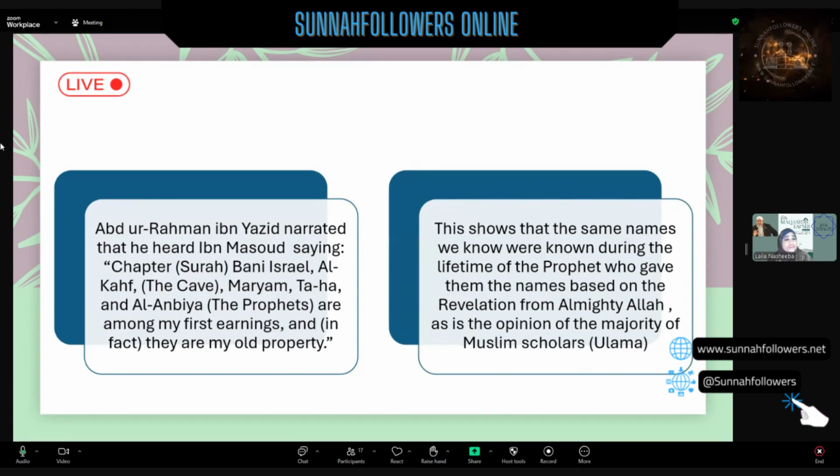So how can someone say that Abu Bakr or Umar or Uthman or some other Tom, Dick, and Jerry gave the Quranic chapters their names? The names were the same then, during the lifetime of the Prophet sallallahu alaihi wasallam, as they are today. And those names were based on the revelation from Allah. Does everybody understand that? You have to understand this. You cannot be one of those Murji'ah or one of those other deviant groups that argue this.